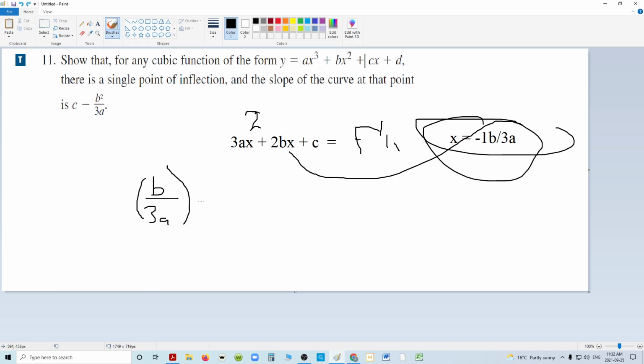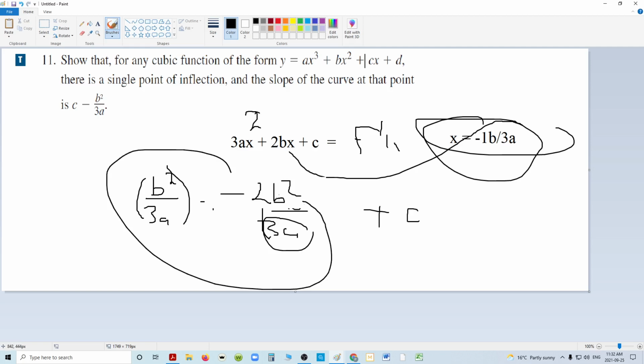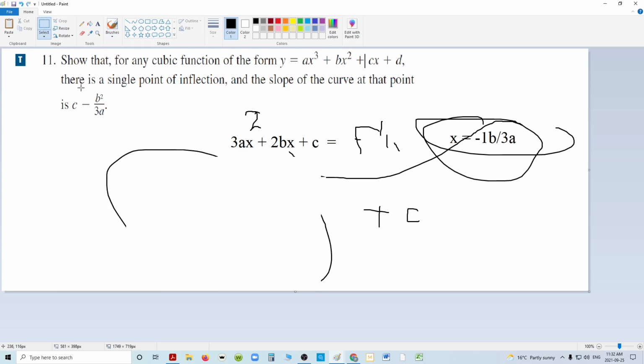Since you won't have a number, you just plug it in. Plus 2b times my minus b over 3a. This one's not squared. This is squared, I forgot. Which I get minus plus minus, so that becomes minus 2b squared over 3a, plus c. I can add these because they're like terms. B squared minus 2b squared is minus b squared over 3a. And if I rearrange it, this is what I get, which is their answer.